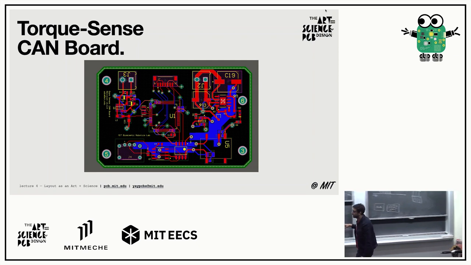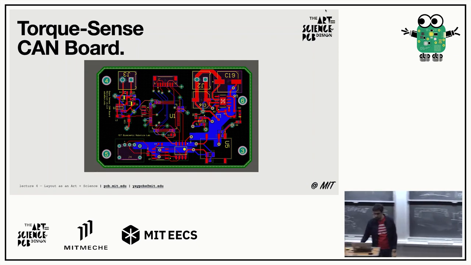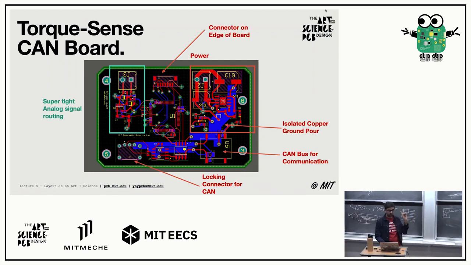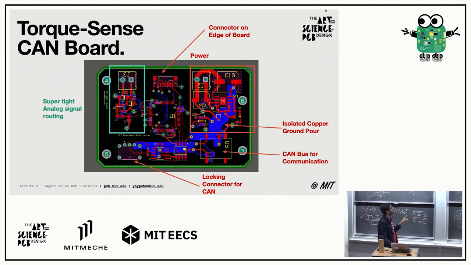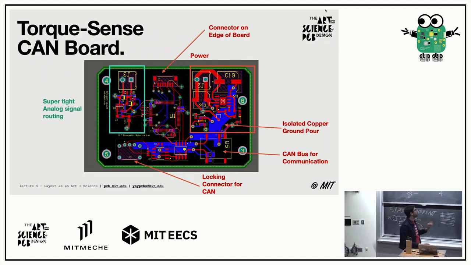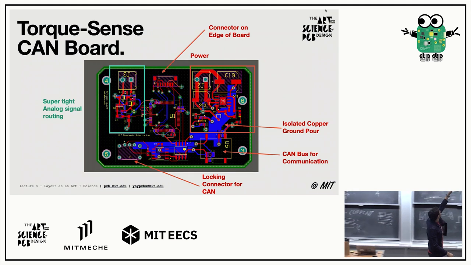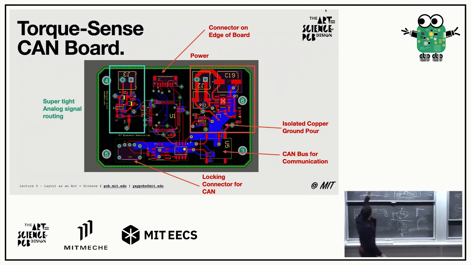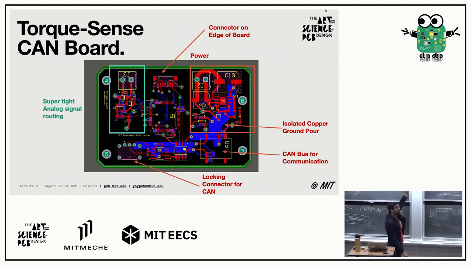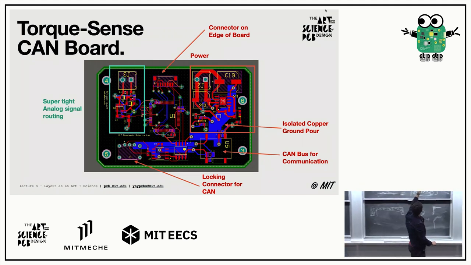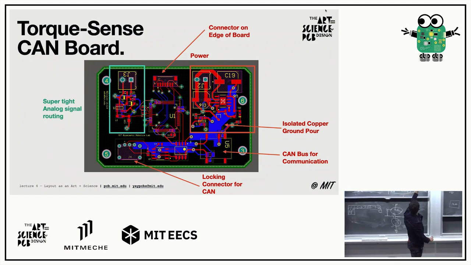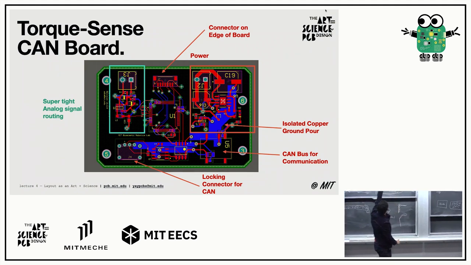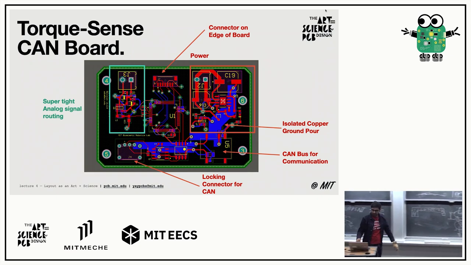So you can kind of see here the good parts about this board. And these slides are posted, so I suggest you go take a look at them because we're running out of time and there are a couple of really good examples in here. All the power stuff is over here. All the resistor divider and analog signal stuff is over here, as far apart on the board as possible. We have some locking connectors that'll help, and we have CAN bus communication, and the connectors are on the edge of the board.